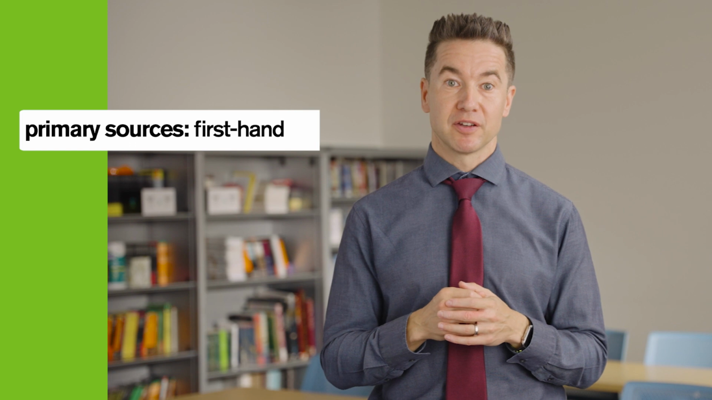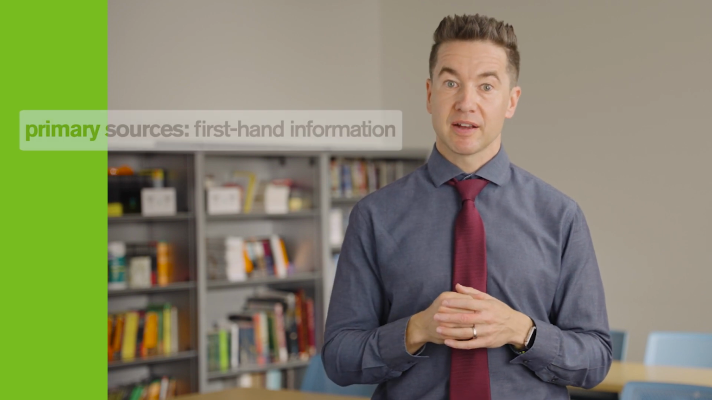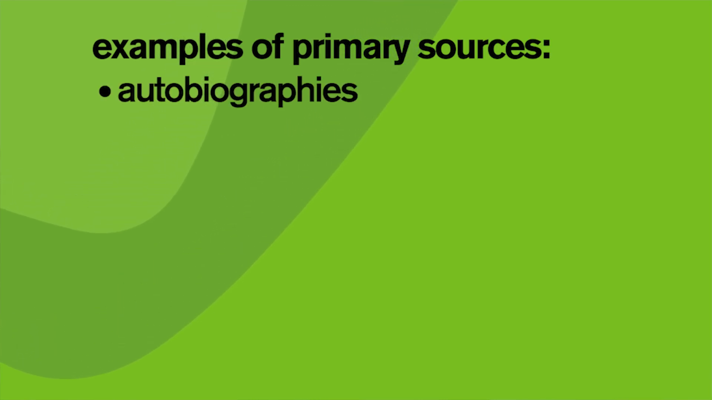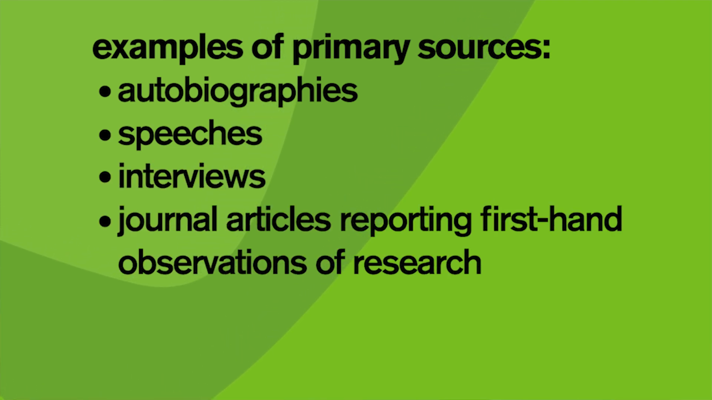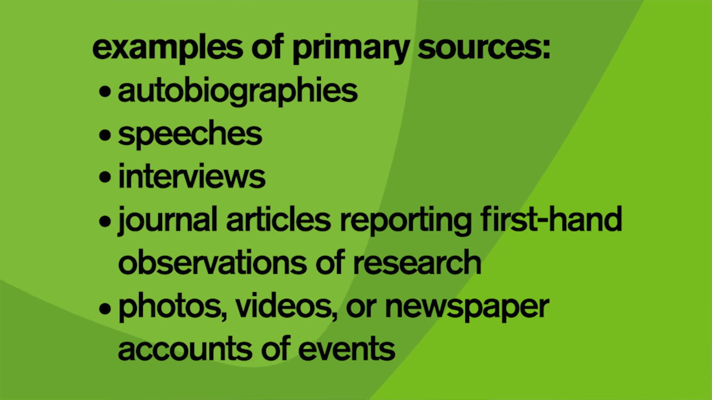Primary sources present first-hand information gathered through direct contact with the event or topic you are studying. They may be artifacts, accounts, or direct observations of events or research studies. Some examples of primary sources include autobiographies, speeches, interviews, journal articles reporting first-hand observations of research, and photos, videos, or newspaper accounts of events.